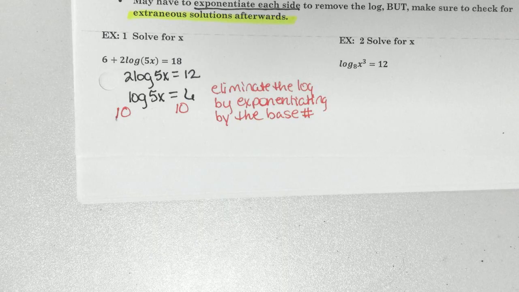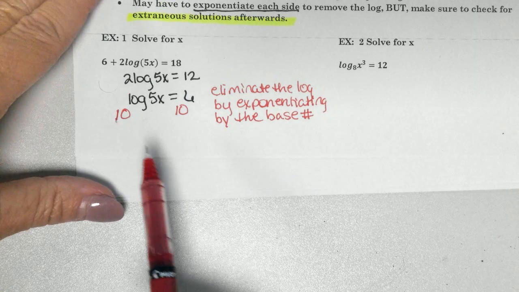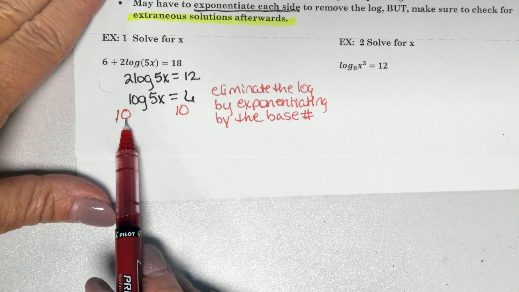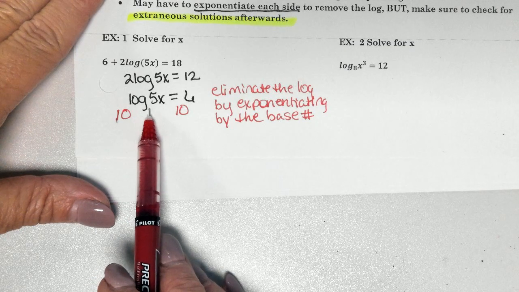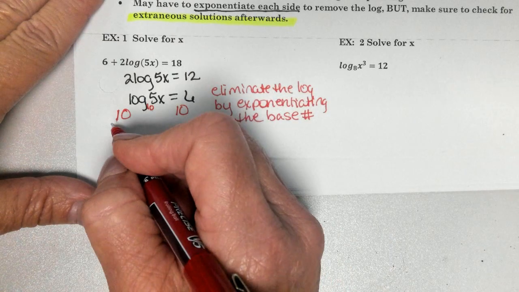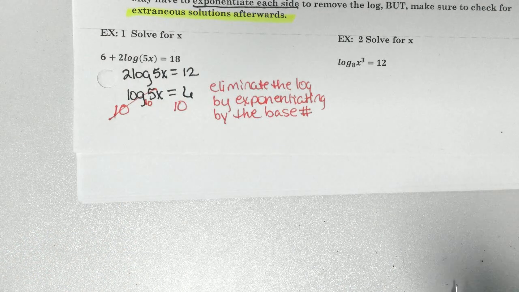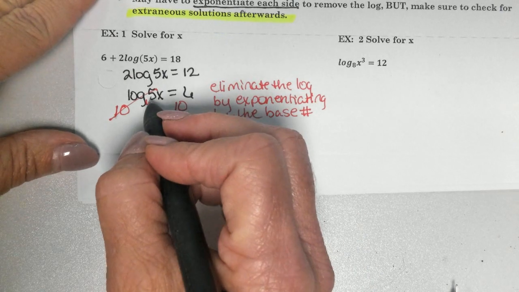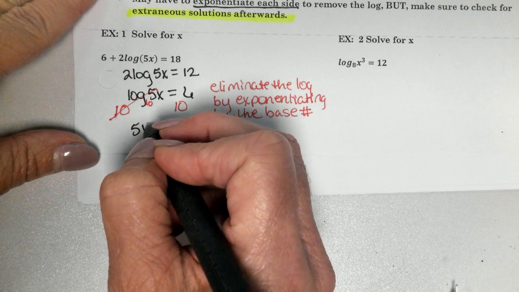This looks real foreign, real different. Did y'all do this last year at all? You did do it last year. Okay. Just remember, these are inverse operations. They undo each other. So now, when I take 10 to the power of log base 10, because this has a base of 10, they cancel each other out. Those operations undo each other. So I am just left with 5x.